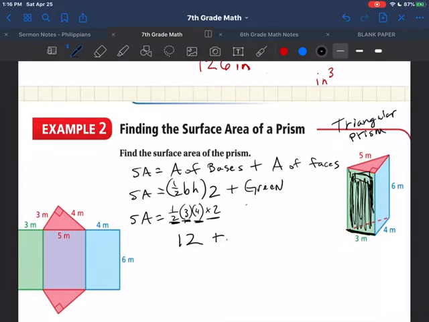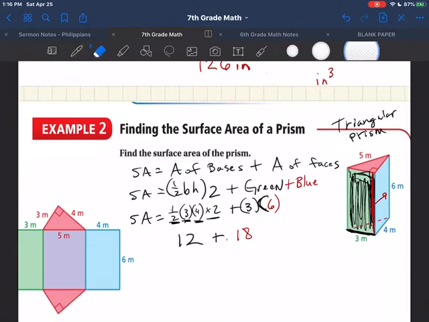Well, we know that one side is 3, so that'd be plus 3 times whatever this side is. Let's do this in red. Whatever this side is, which if we look across, makes it 6. So 3 times 6 is 18. All right, and so we're done with the green. Now let's do the blue.